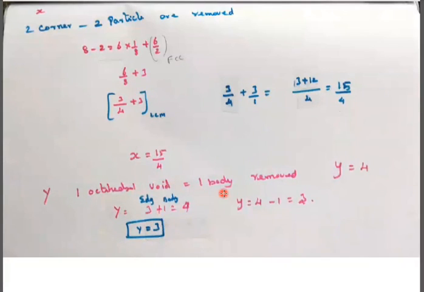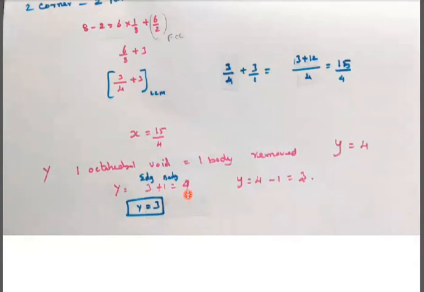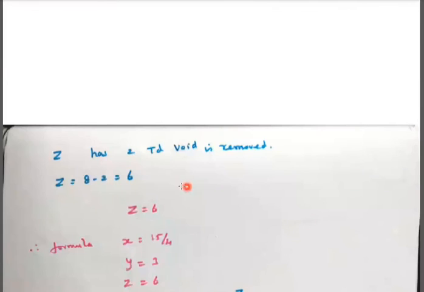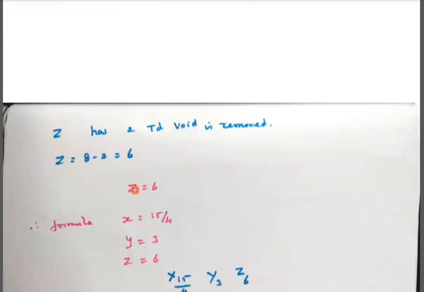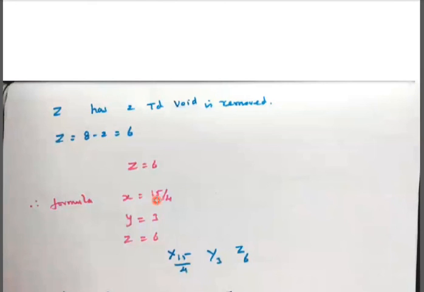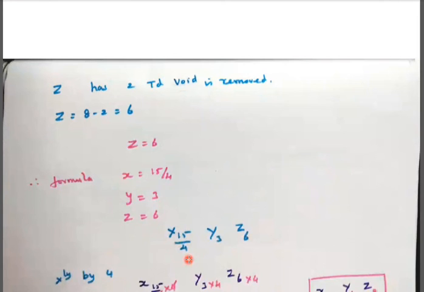For Y, the octahedral void, one body center is removed. So 4 minus 1 is 3. Y value is 3. Then for Z, 2 tetrahedral voids are removed. So Z value is 8 minus 2, which is equal to 6. So the X value is 15 by 4, Y is equal to 3, Z is equal to 6.